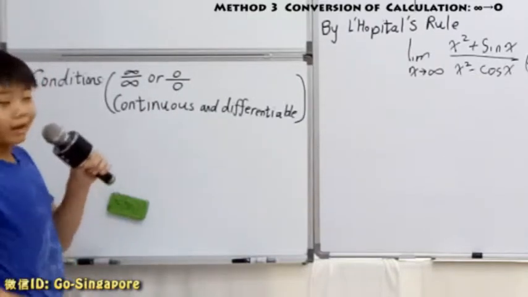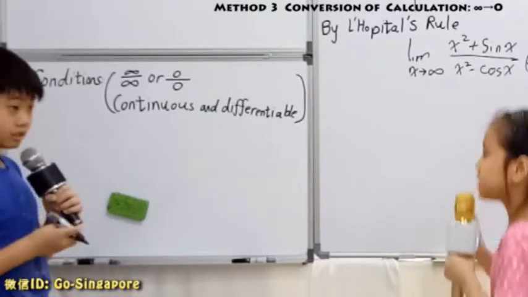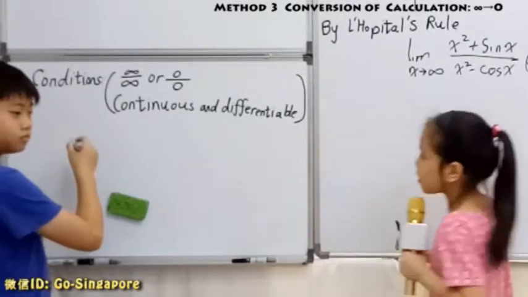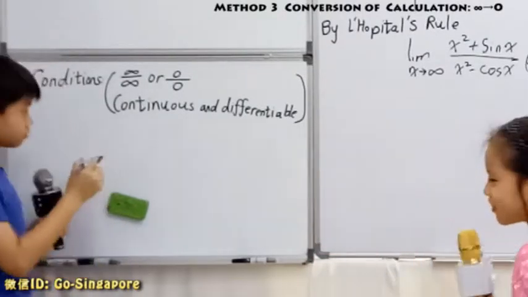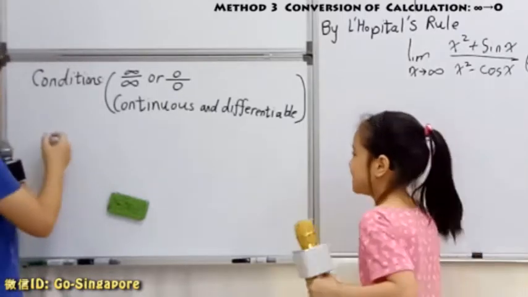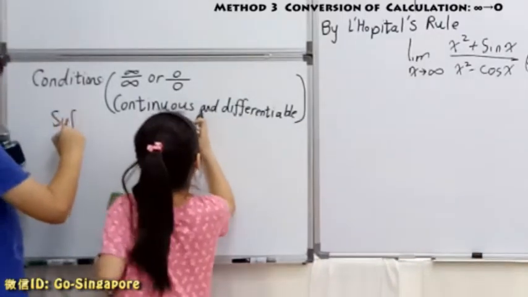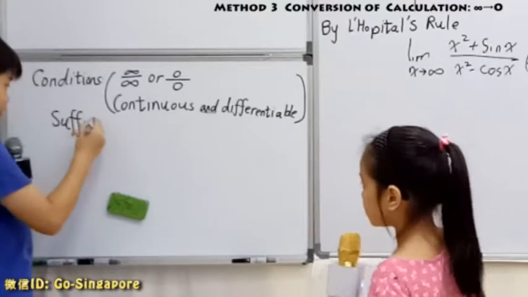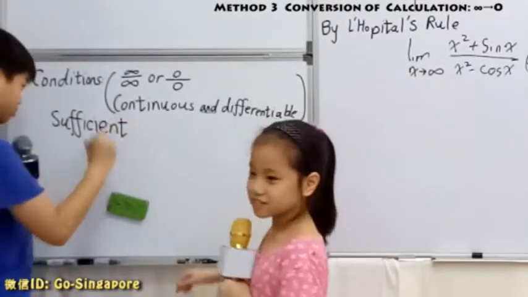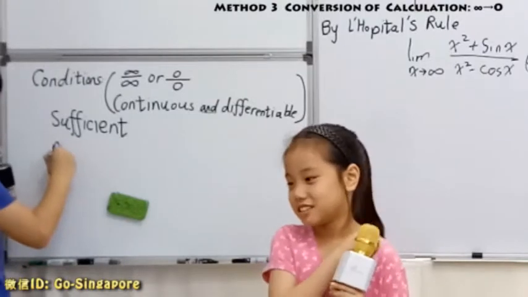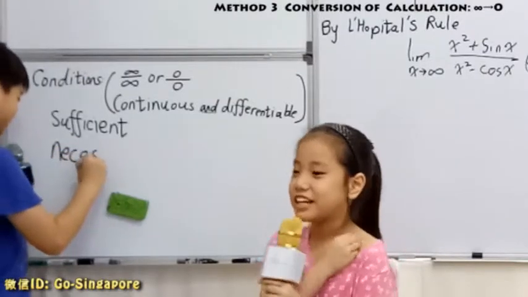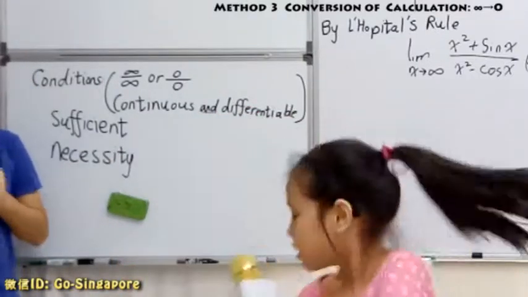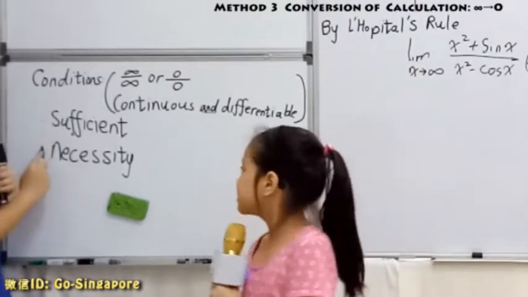Do you still remember when we first learned pre-calculus? We have the two types of conditions. What are they? Indeterminate form, continuous and differentiable. What is this? Sufficient and necessary. Okay, yes, the necessary, or also the necessity. So these two conditions, right?